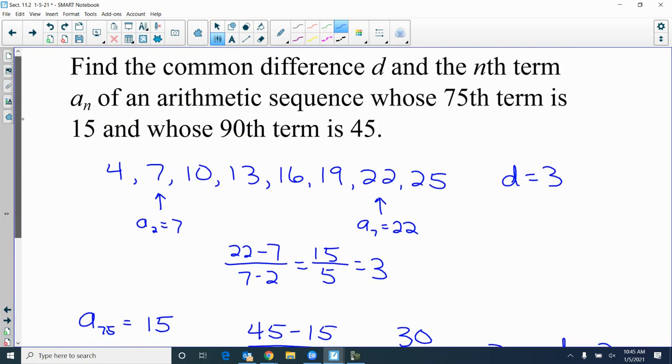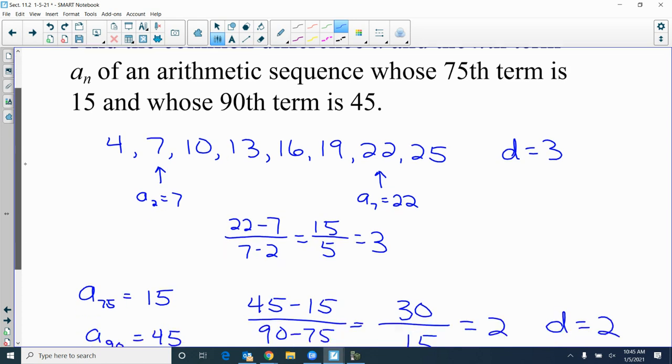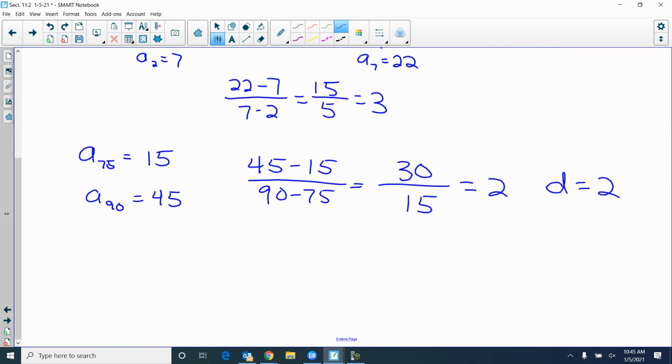Now, I don't think we're done, right? Because what else do we need to find? We need to find the nth term. We need to find the formula, A sub n, so that when I plug in 75, I get back 15, and when I plug in 90, I get 45.